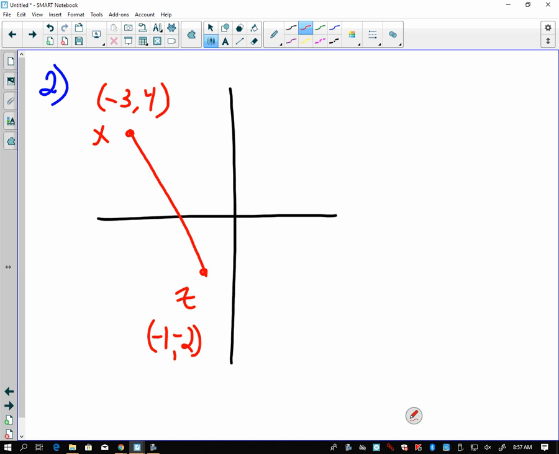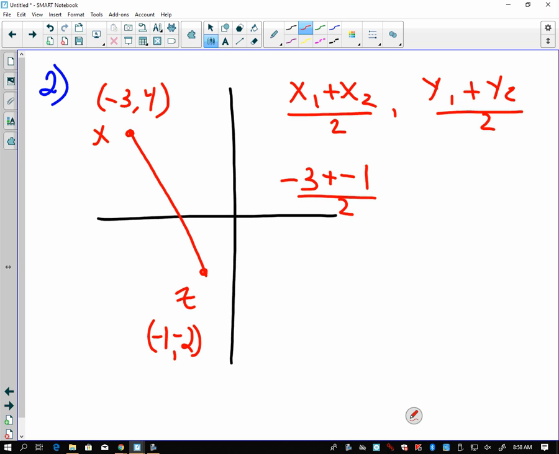So what formula do I need to use here? The midpoint formula. It's X1 plus X2 divided by 2, and Y1 plus Y2 divided by 2. Let's plug in the coordinates. -3 plus -1 divided by 2. What's -3 plus -1? -4. What's -4 divided by 2? -2. Now let's handle our y's. 4 plus -2 is 2. What's 2 divided by 2? 1. So Y equals -2, 1. It could be right around there.